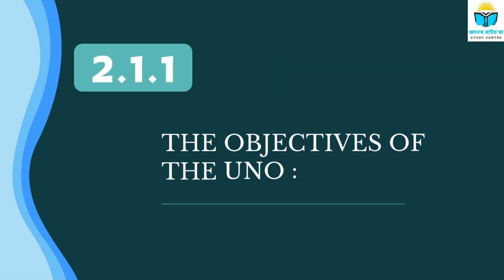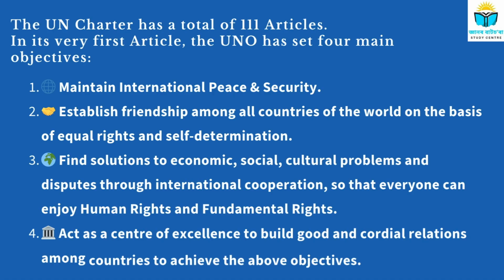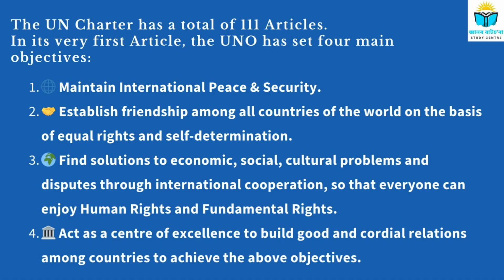Now let's take a look at the main objectives of the United Nations Organization, the guiding goals behind its formation and work across the world. The core objectives of the United Nations as mentioned in its charter contains a total of 111 articles. The very first article lays down 4 main goals of the UNO.